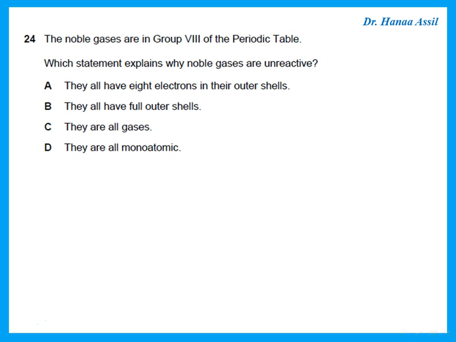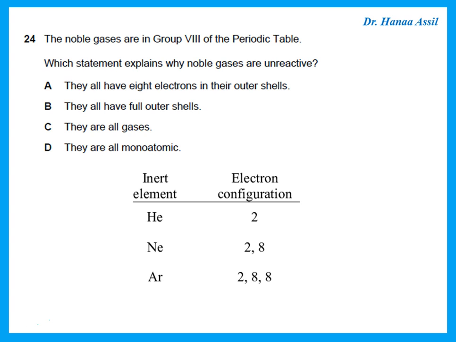The noble gases are in group 8. Which statement explains why noble gases are unreactive? Remember that we said noble gases in group 8 are unreactive because they have a full outer shell. But if he says they all have 8 electrons in their outer shell, that's wrong. Helium is a noble gas and it doesn't have 8, it has 2. So they have full outer shell, and that is the correct answer.